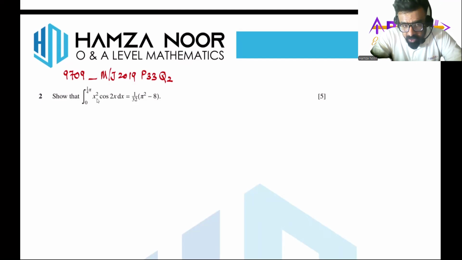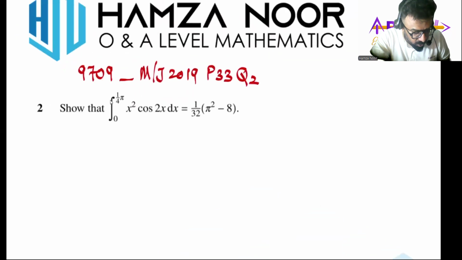We need to integrate x squared times cos 2x with respect to x with upper limit pi over 4 and the lower limit 0. As we can see, one term is algebraic and the other one is trigonometric. So we are going to follow the LATE rule, in order to see what to take in place of u and what to take in place of v dash.